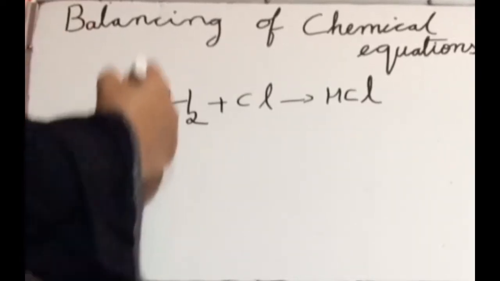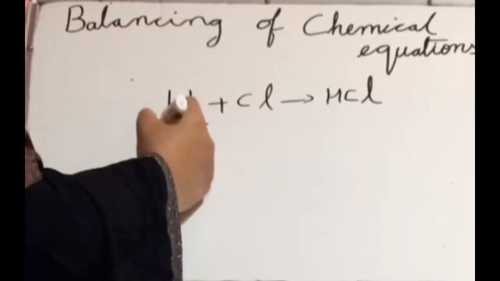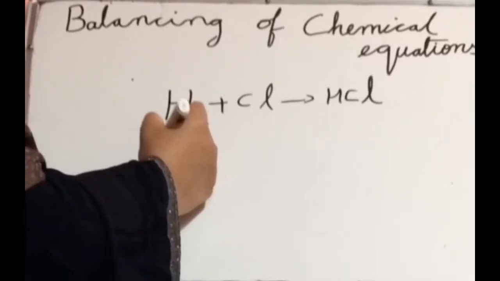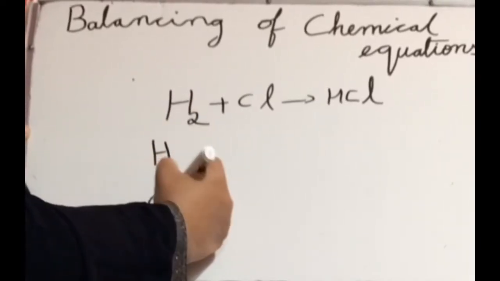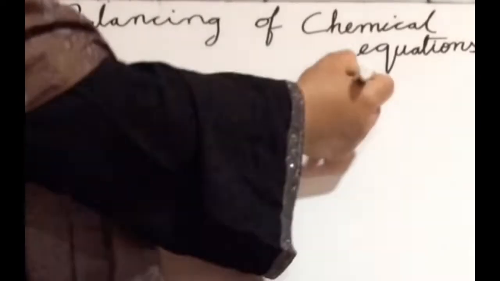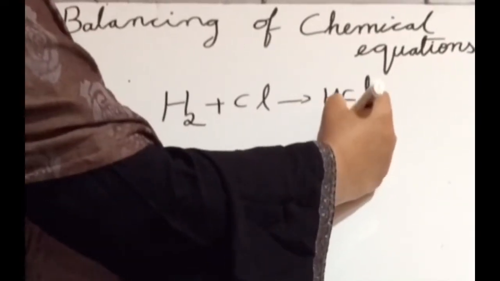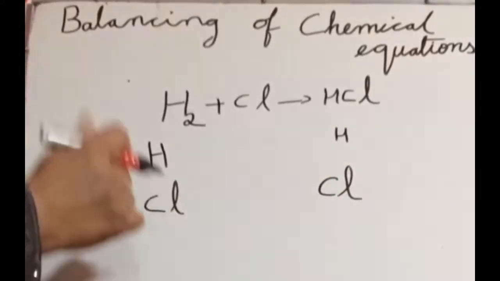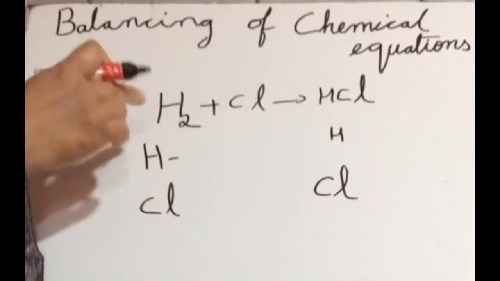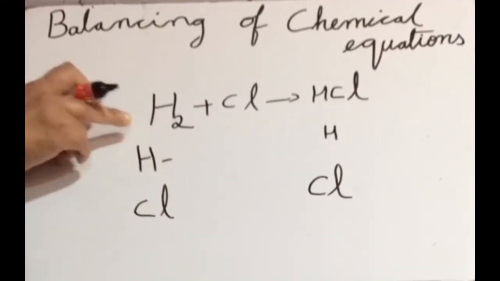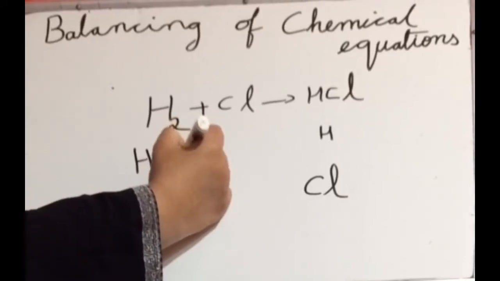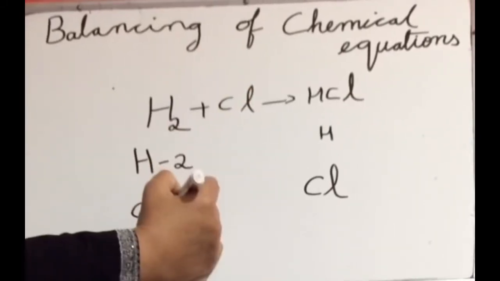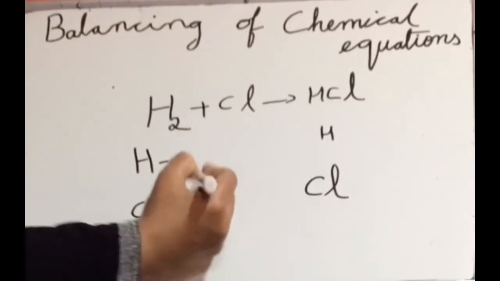First you write the elements that are on the left hand side. What are the elements that are present? You have hydrogen, you have chlorine. Next, this side, what are the elements that are present? You have hydrogen, and this side it is chlorine. Next see the number of atoms. How many atoms of hydrogen are here? 2. So I write here 2. How many atoms of chlorine are here? 1. So I write here 1.